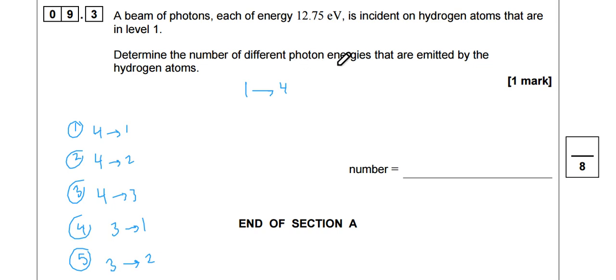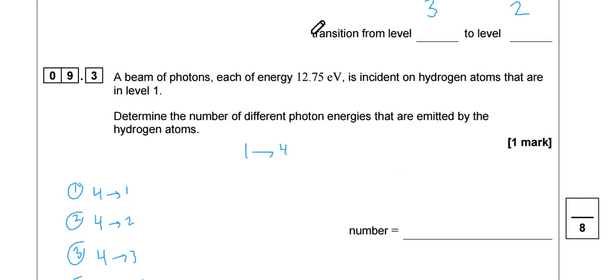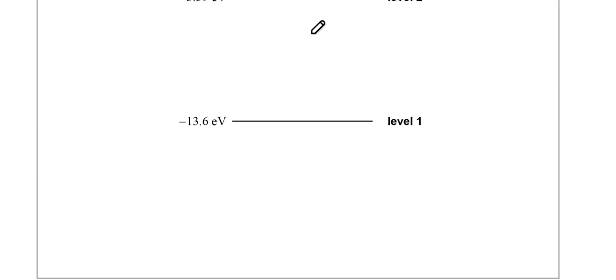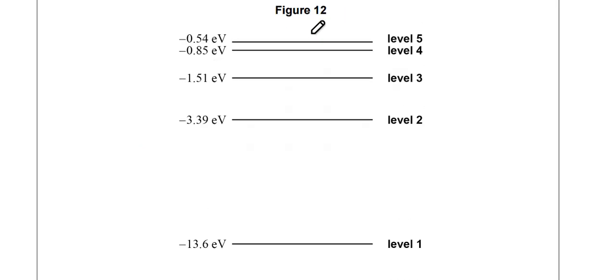The number of different photon energies is related to the possible transitions. So as this is the energy of the incident photon, we can see that it will make a transition from level 1 to level 4.